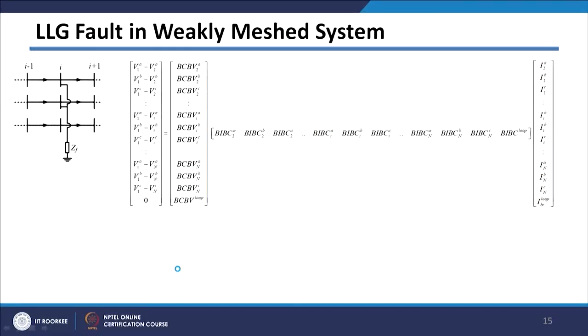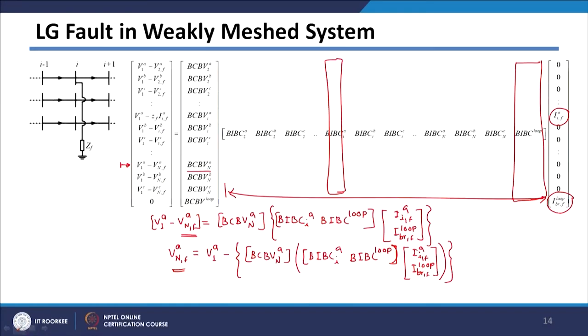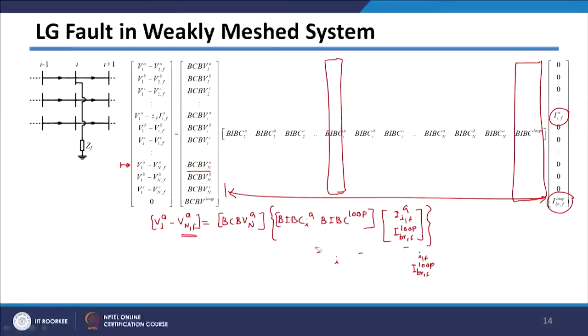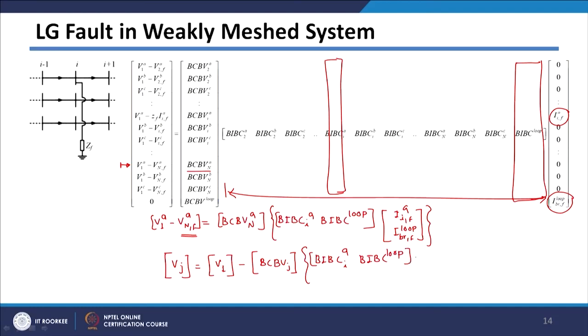So, in a generalized sense, I can write Vj will be equal to V1 minus BCBV of j multiplied by this term, which will remain common, the same BIBC of A phase, BIBC corresponding to loop forming branches, and this will get multiplied with fault current in A phase, fault current in loop forming branches.